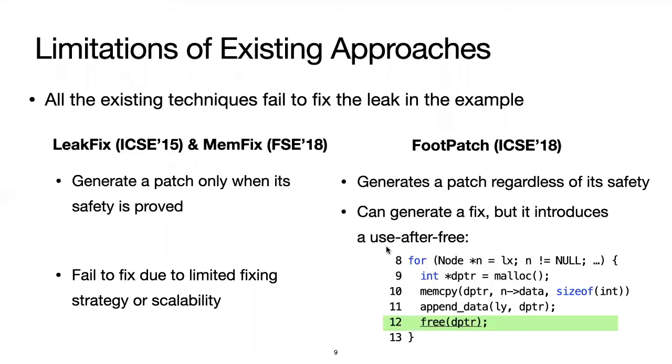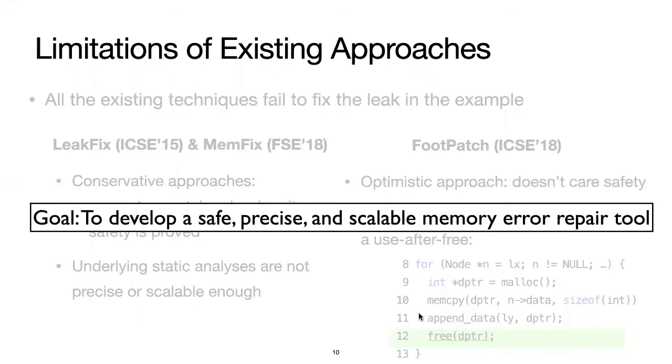By contrast, FootPatch generates a fix by inserting a free statement at line 12. This fixes the memory leak, but is unsafe since it introduces a new use-after-free. The use-after-free occurs because the patch also deallocates the successfully appended object, which can be used after the loop ends. Our goal is to develop a new technique to overcome these previous shortcomings.